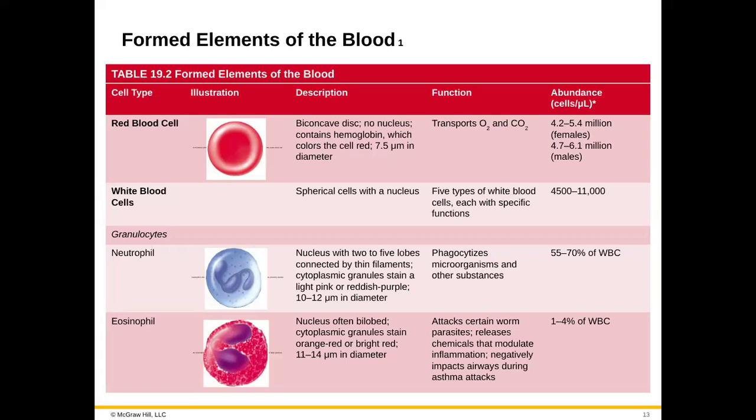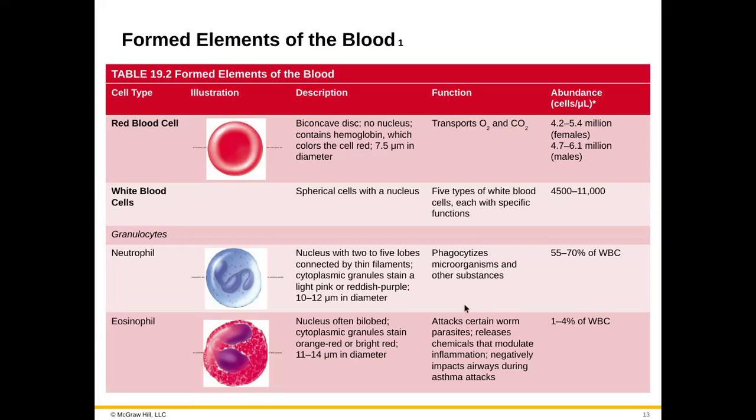So typical abundance, and this is going to be the number of cells per microliter. So 4.2 to 5.4 million in females and 4.7 to 6.1 million in males. Now, it's not too often that I require you to remember strict values, and this is one of those cases where you don't have to necessarily remember that females are 4.2 to 5.4 million. All I'm trying to express is that you recognize the difference in abundance between females and males, not remembering specific values.